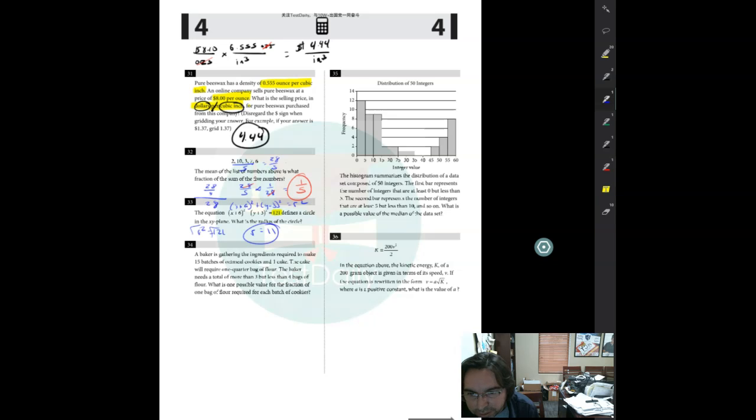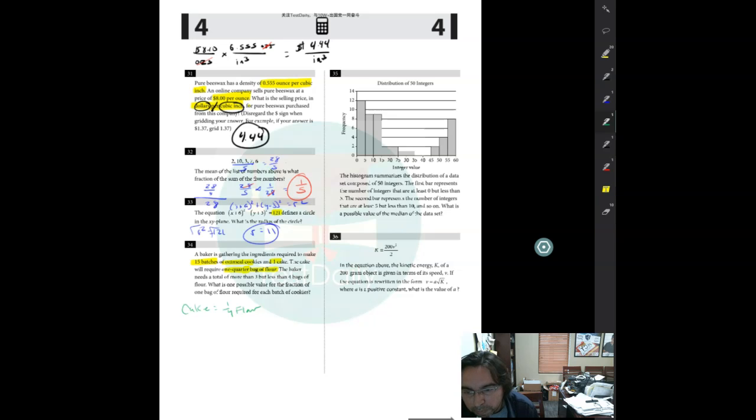It says a baker is gathering the ingredients required to make 15 batches of oatmeal cookies and 1 cake. The cake will require 1/4 bag of flour. So we see that the cake needs 1/4 flour. The baker needs a total of more than 3 but less than 4 bags of flour. What is one possible value for the fraction of 1 bag of flour required for each batch of cookies?